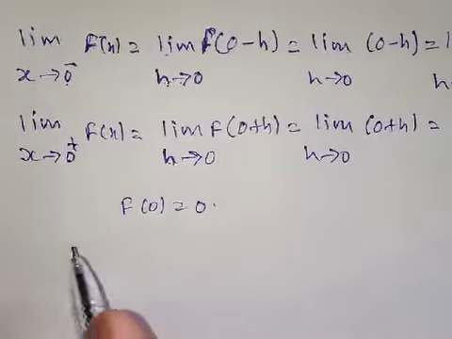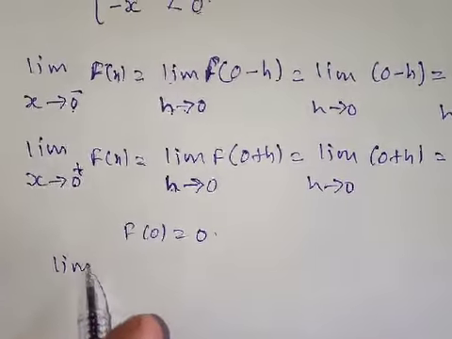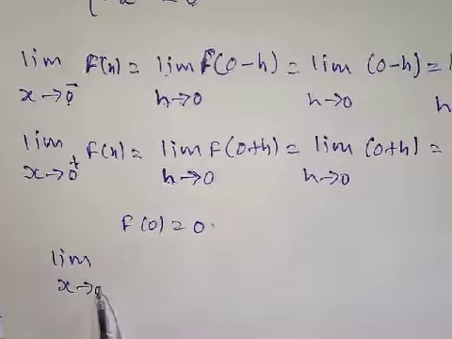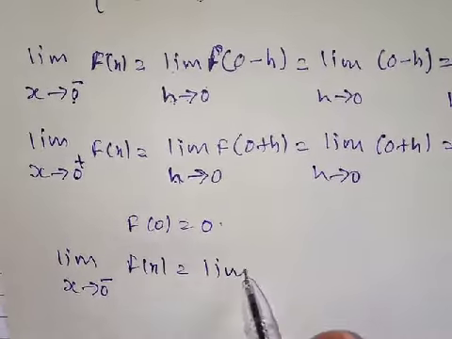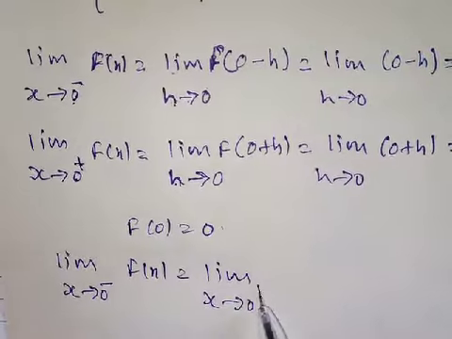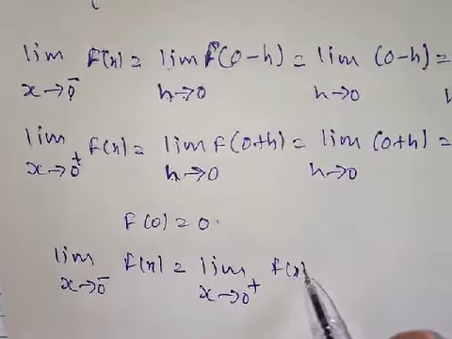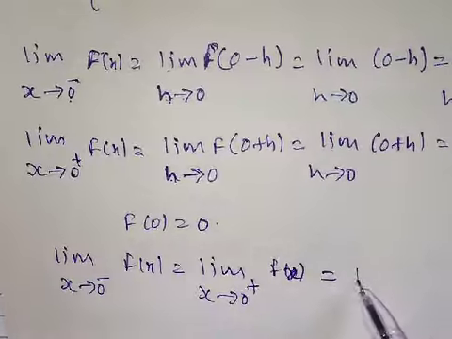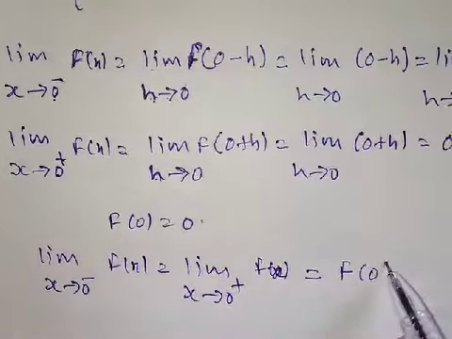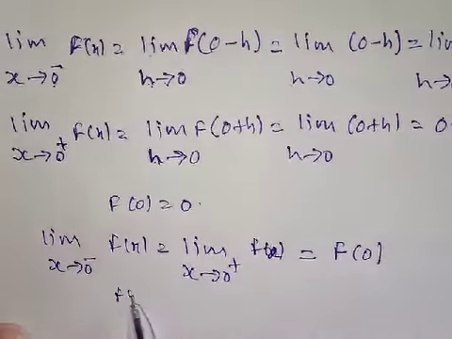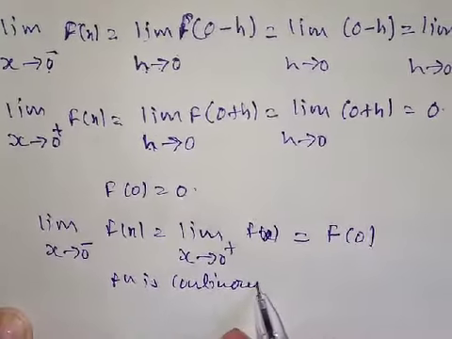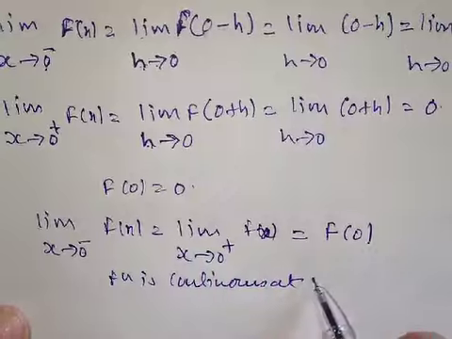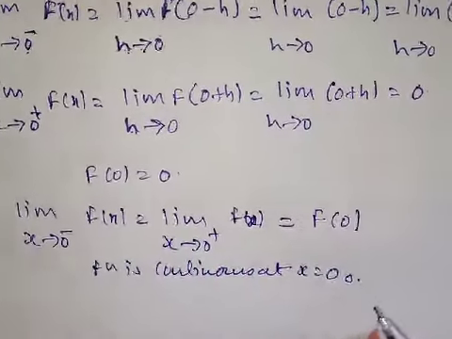So according to the definition, what did we prove? Limit x tends to 0 minus f of x is equal to limit x tends to 0 plus f of x is equal to f of 0, and therefore the function is continuous at x equal to 0.